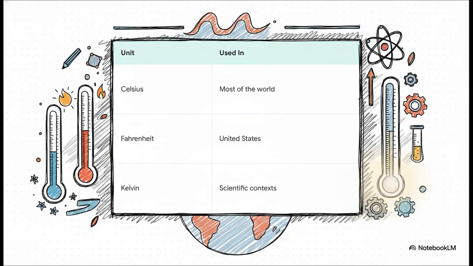Of course, we have a few different scales to measure all this molecular motion. Most of the world uses Celsius. The US famously sticks with Fahrenheit, but scientists, they almost always prefer Kelvin. And for a good reason. The Kelvin scale starts at absolute zero, the theoretical point where all that molecular jiggling completely stops.